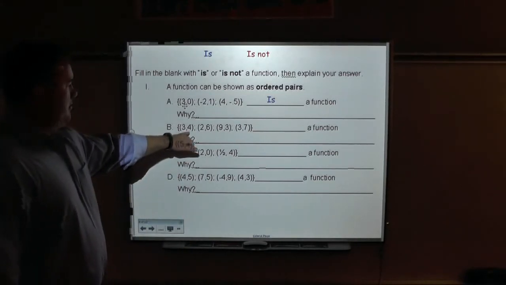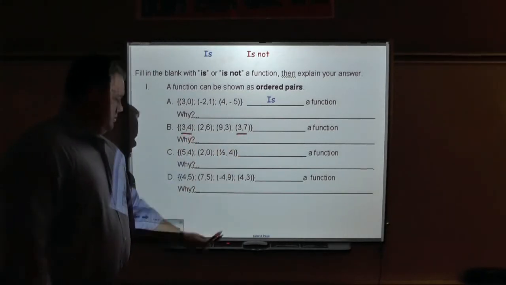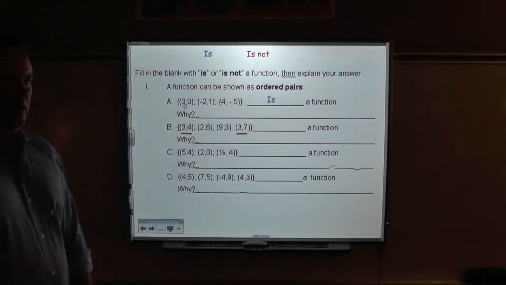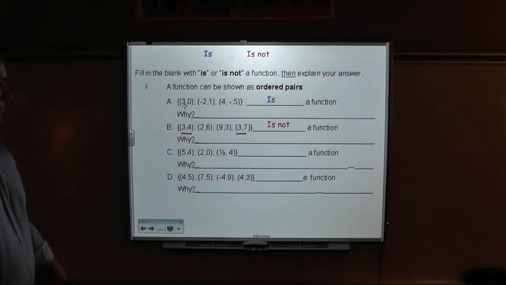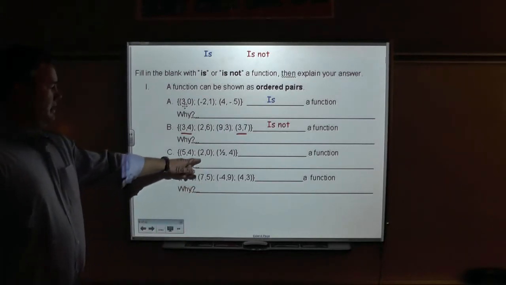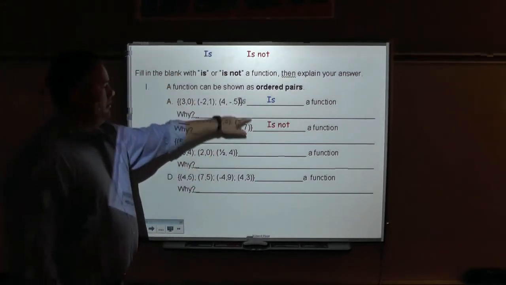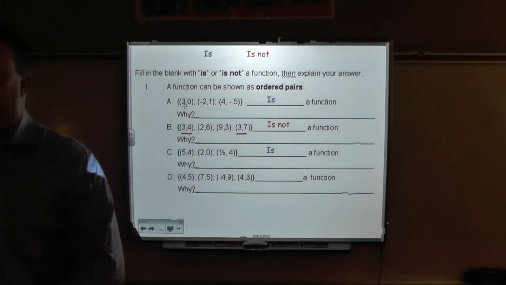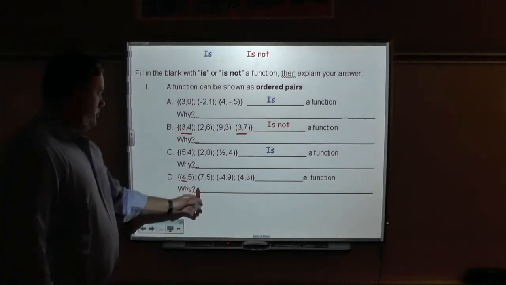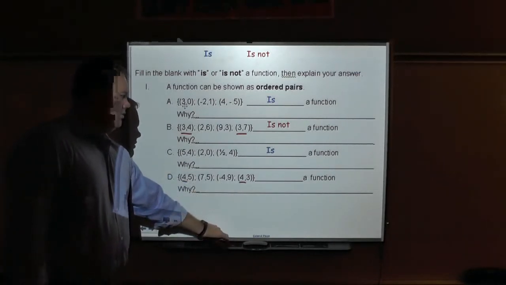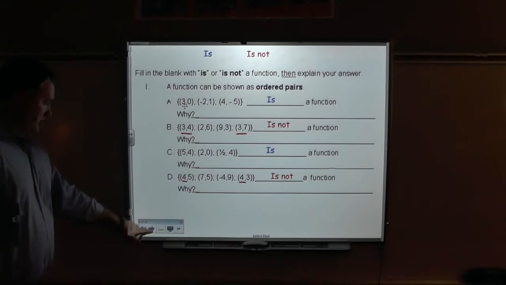The next one, 3, 2, 9, 3. I want you to notice the x value of 3 repeats. If the x value of 3 repeats, it is not a function. Right. Take a look at C. 5, 2, and 1/2. X does not repeat. So that means for every value of x, you get exactly one value of y. So that is a function. And then lastly, D. 4, 7, negative 4, and 4. X repeats. So this is not a function. Alright? Alright, so let's move on.